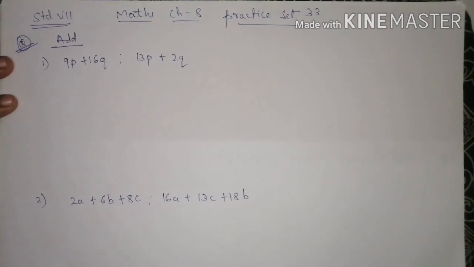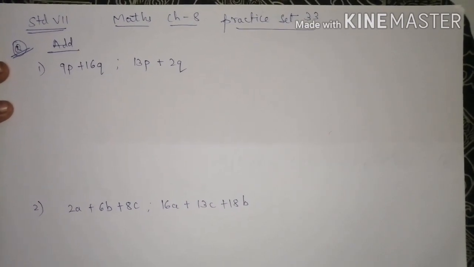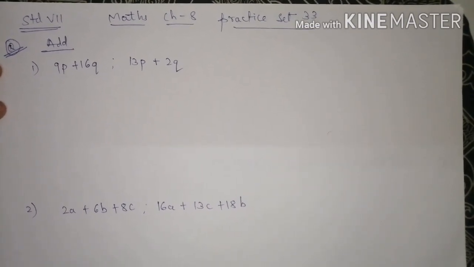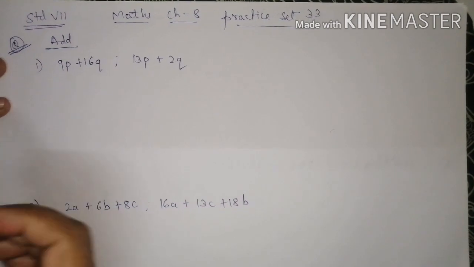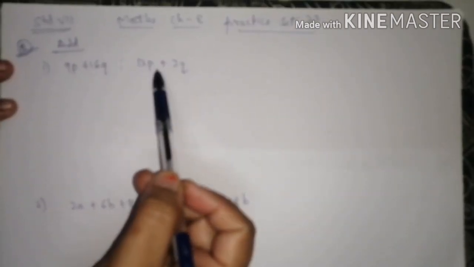In the last video we have seen about algebraic expressions, how we have to identify them as monomial, binomial, trinomial or polynomial. Now in practice set 33 two expressions were given to you. You have to add them.